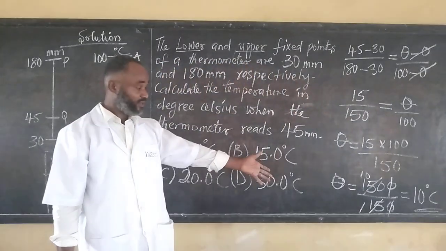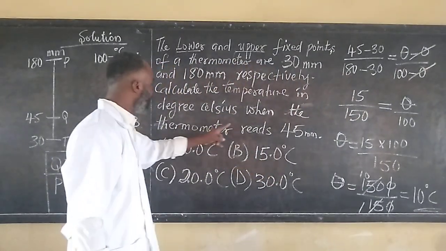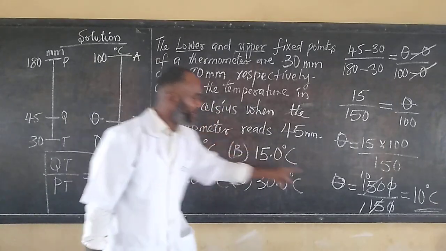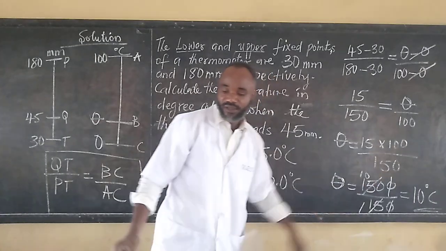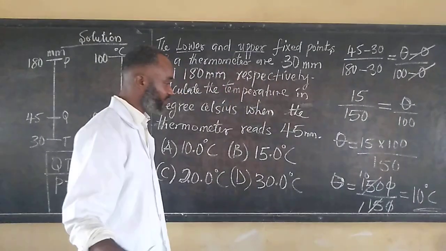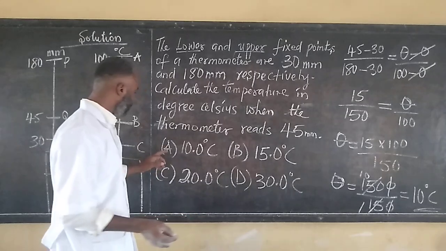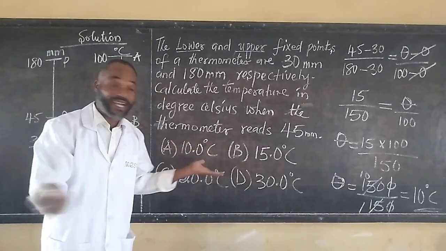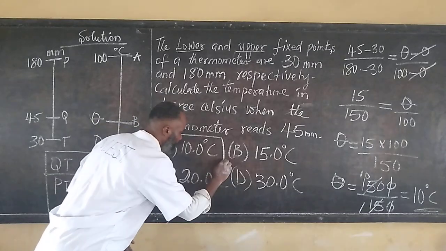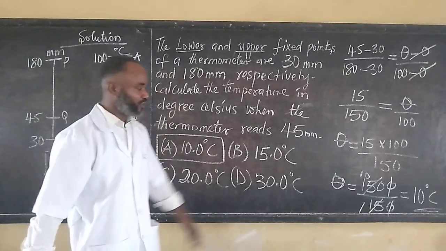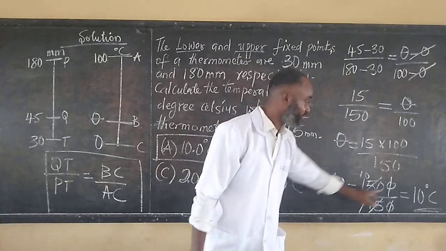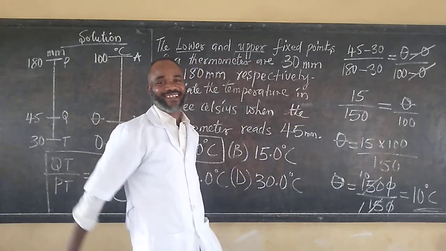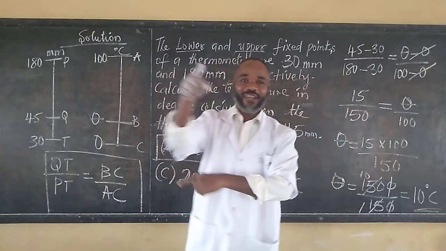That's it. Theta, the temperature in degrees Celsius, is 10 degrees Celsius. 10 degrees Celsius is the correct option. Let's see. Option A, 10.0 degrees Celsius. Without wasting time, option A is the correct option because we solved and got 10 degrees Celsius. That's it. It's done. See you in my next class.